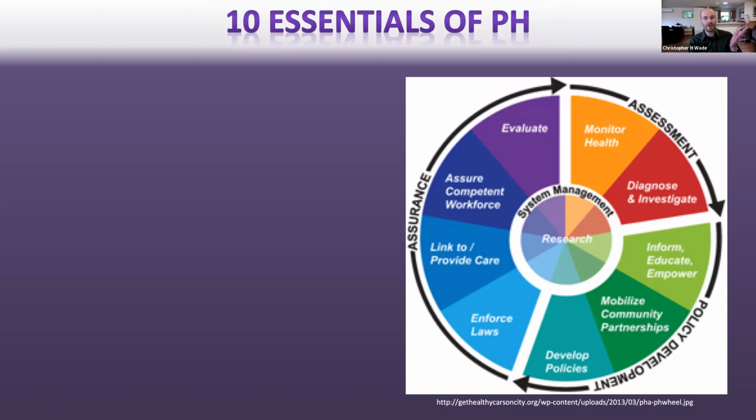And then the final of the 9 that make up the outside circle is evaluate. So you also want to, in this process, be evaluating these projects, evaluating how these laws are working, evaluating these policies, evaluating the community partnerships and the monitoring to make sure that we're doing it well. Now that evaluation sometimes can give us insight. So evaluation can tell us new things that we need to monitor or better ways to mobilize communities or things like that. So that's very important.